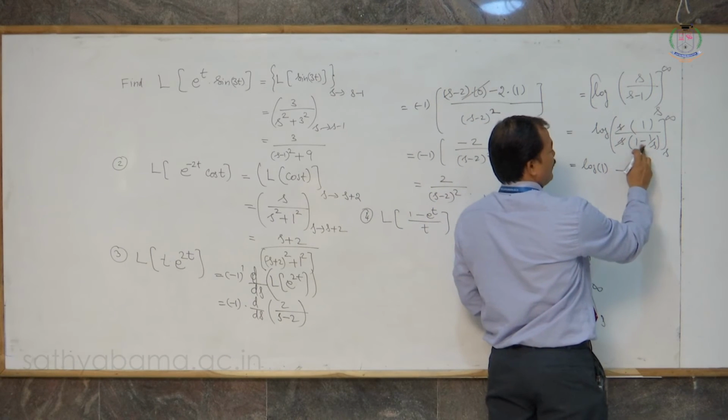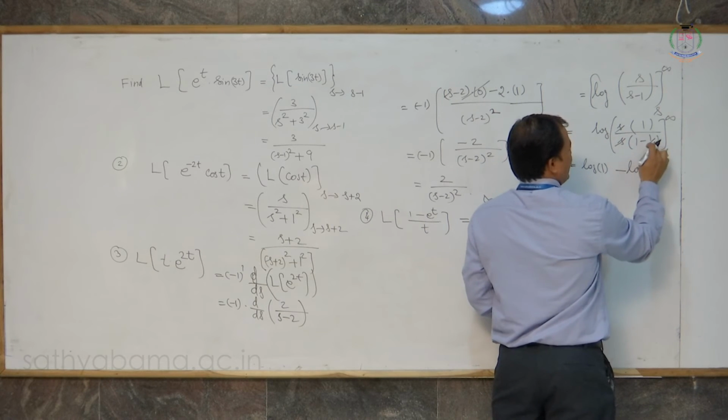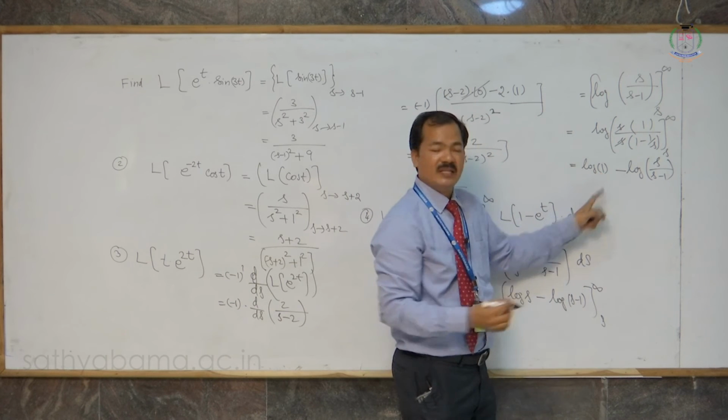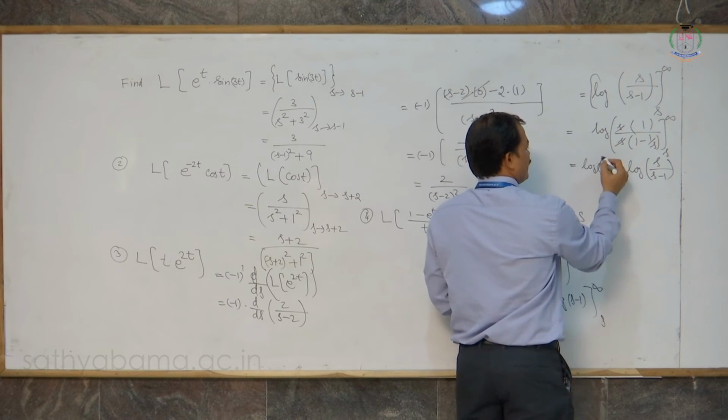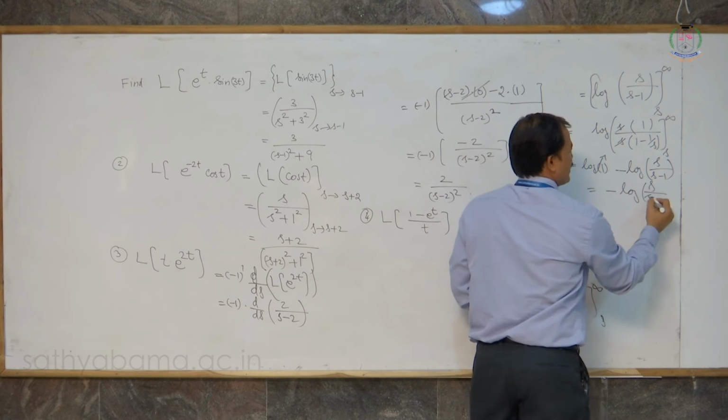So, if we take LCM, what will happen? S minus 1 over s reciprocated, it is log of (s minus 1) upon s, so s upon s minus 1. We know that log 1 value is 0, so that cancels out. So, that is equal to minus log of s upon s minus 1.